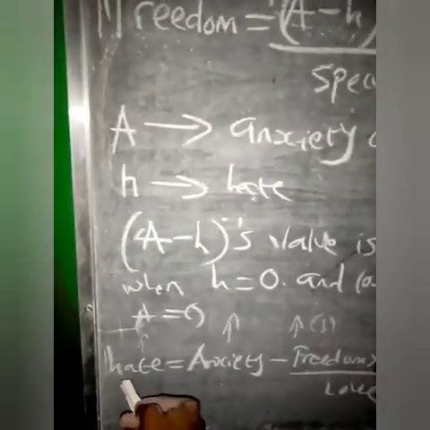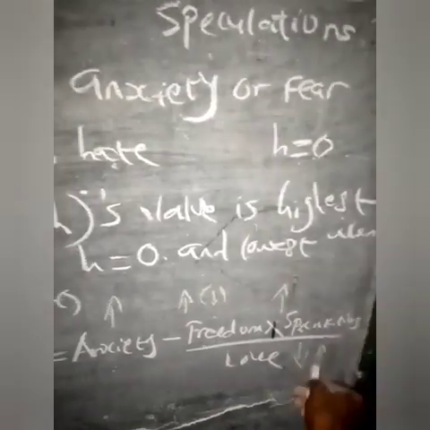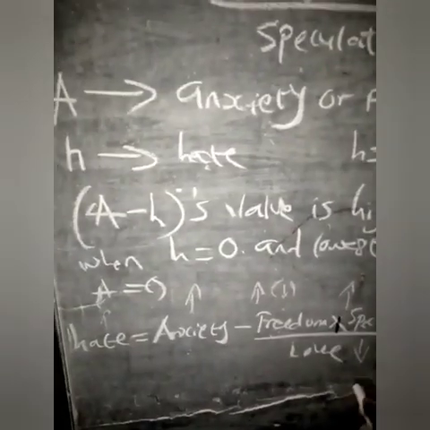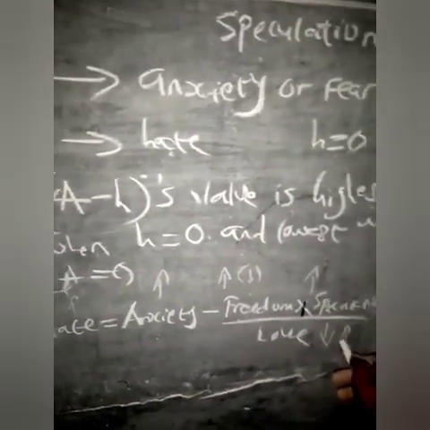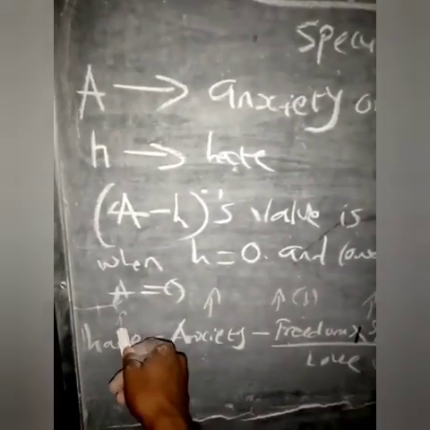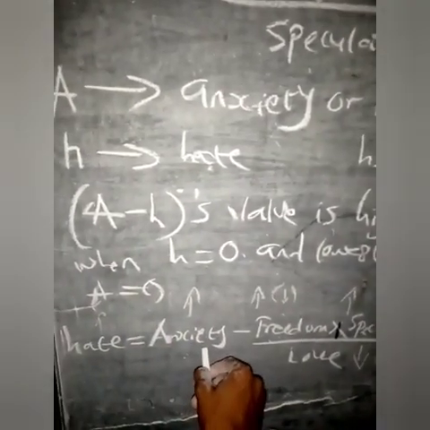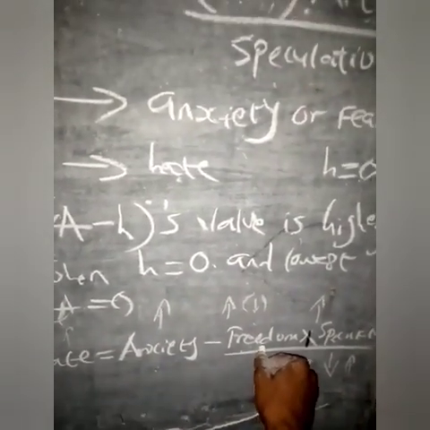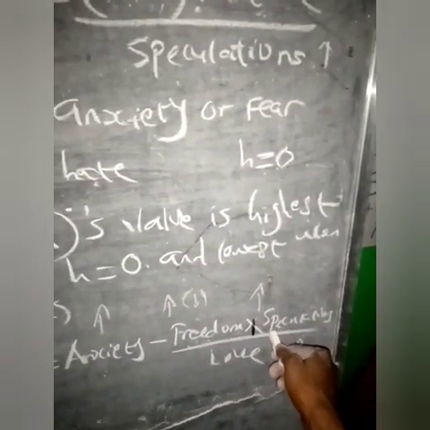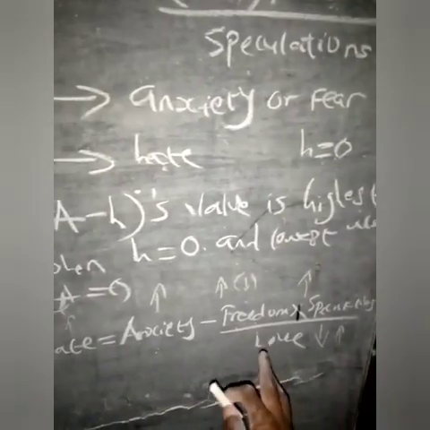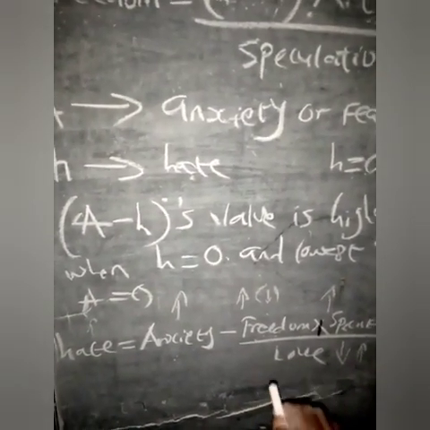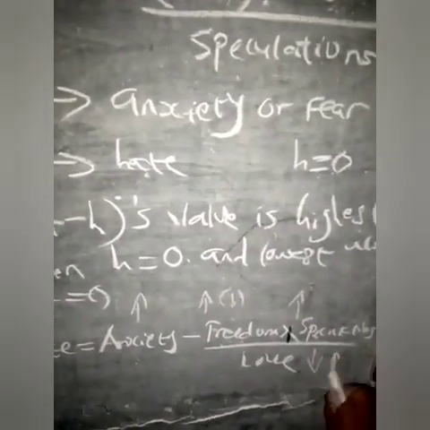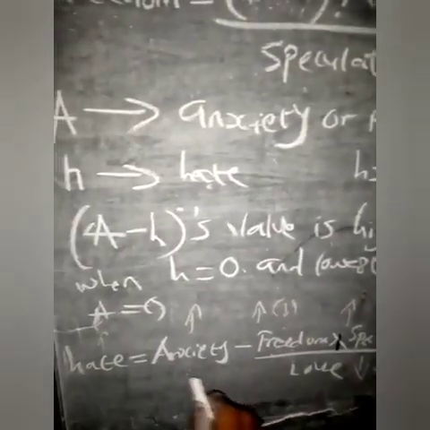So to really reduce hatred, you have to increase your love for something. An increase in love will lead to a decrease in hate, a decrease in anxiety, a decrease in freedom of the mind, because you are definitely going to have your mind occupied, and also a decrease in speculations. That is just the downside of everything. So if you really want to eliminate hatred for anything, all you need to do is increase love for that thing.